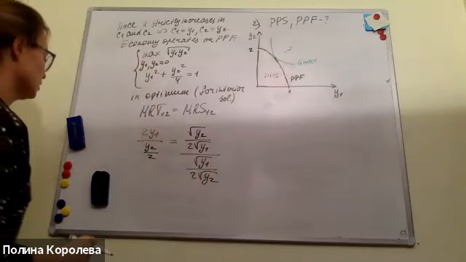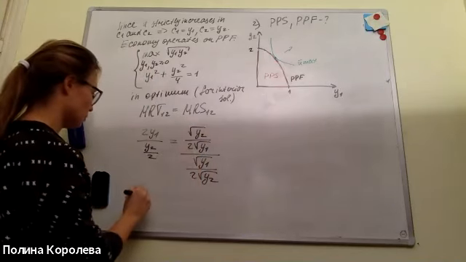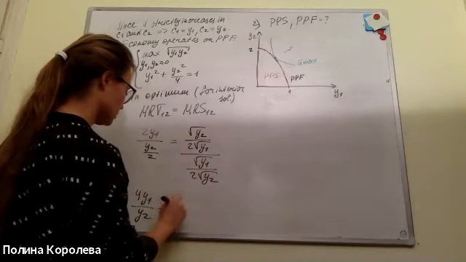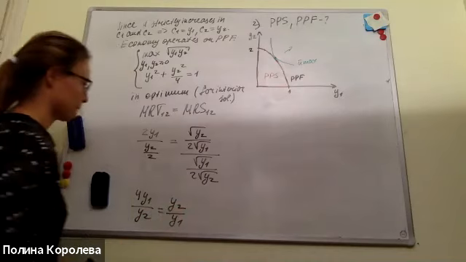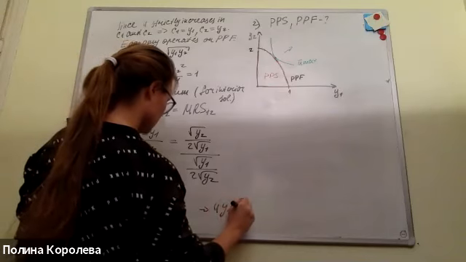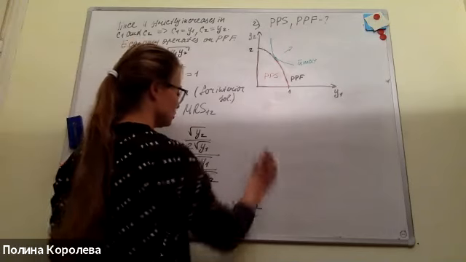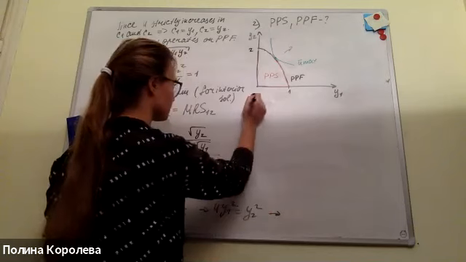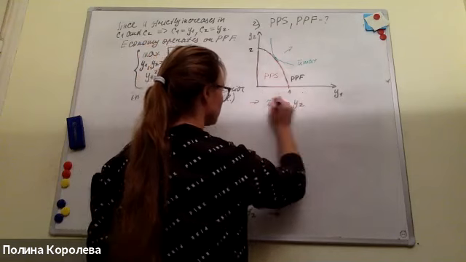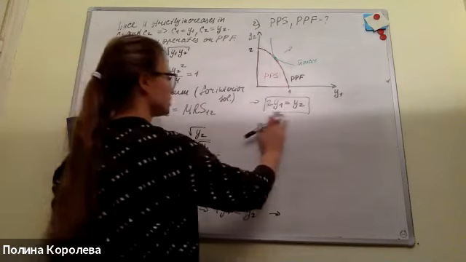Okay, then revert. From here we will have 4y1 divided by y2 equals y2 over y1. From here we will have 4y1 squared equals y2 squared. And taking square roots, the optimal condition will be 2y1 should be equal to y2 in optimum. This is the optimal proportion of production and consumption in a Pareto efficient allocation. Yes?